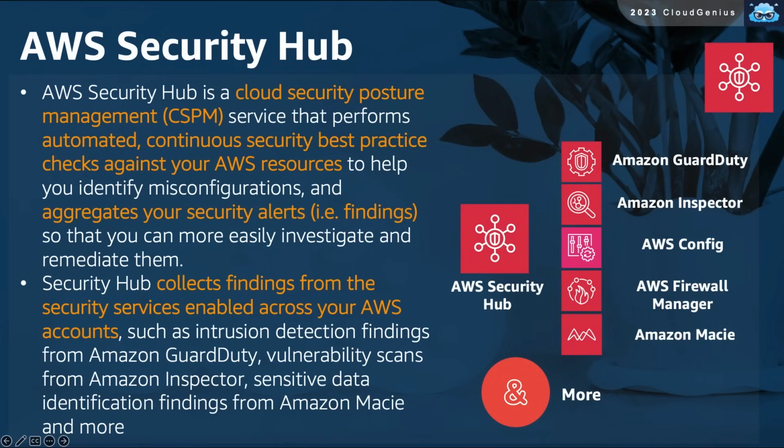AWS Security Hub provides built-in insights and visualizations, helping you identify trends and patterns in security findings. This allows you to focus on critical security events and take proactive measures to address potential threats.